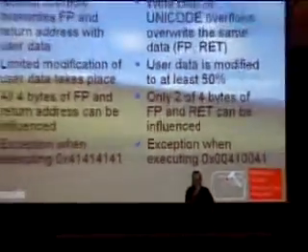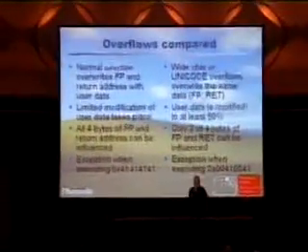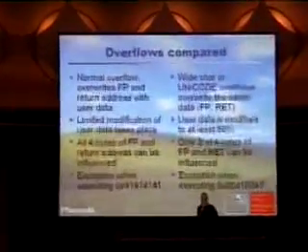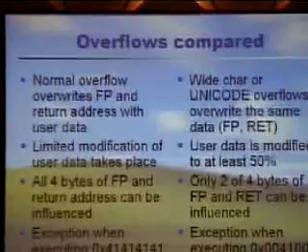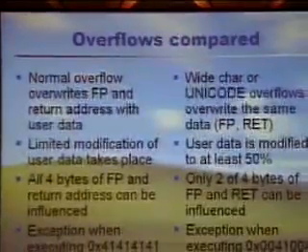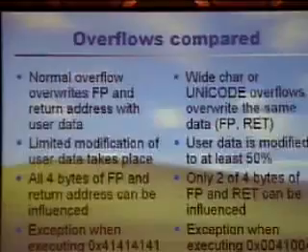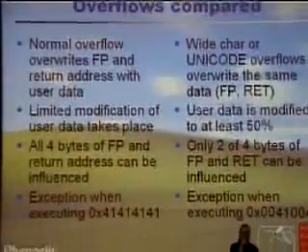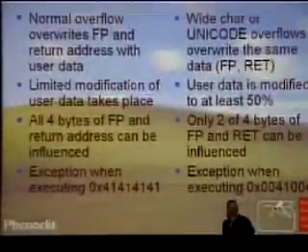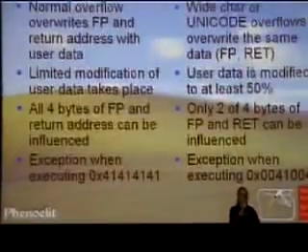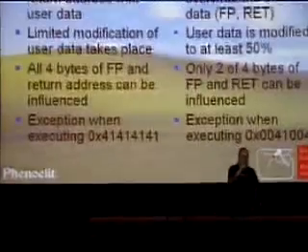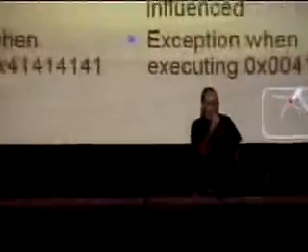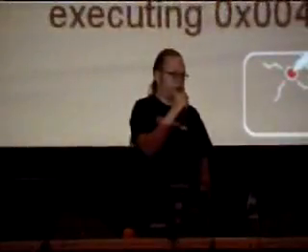So let's compare them. In a normal overflow, we replace the frame pointer and the return address with user data. The same happens in Unicode overflows. Problem being that in the normal case, there's only that much of modification of the user data before it ends up in a register that it's not supposed to have it in the first place. So that really depends on the application.